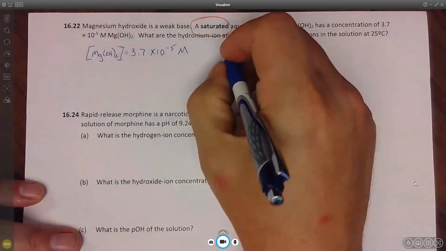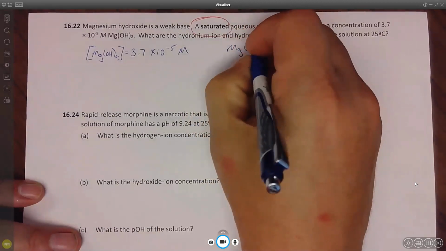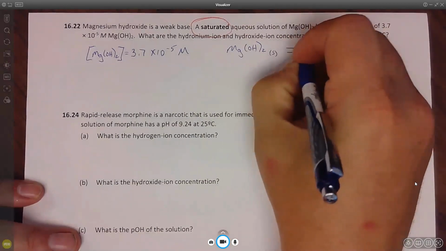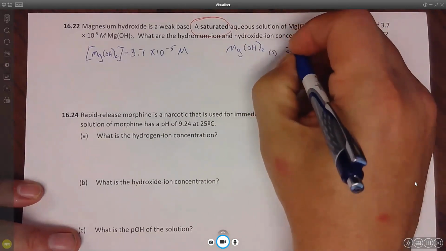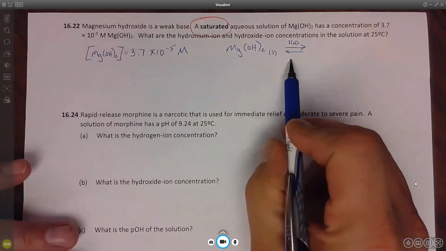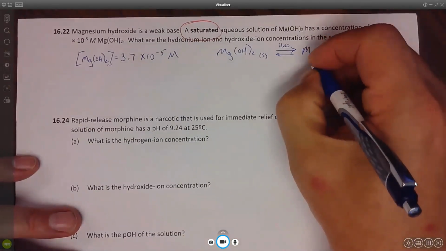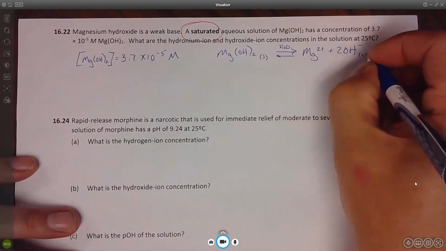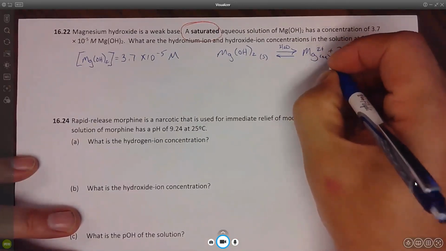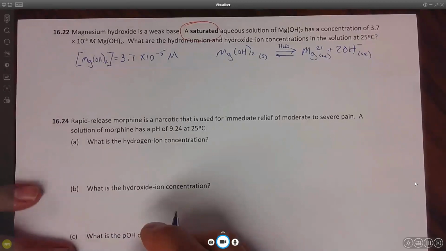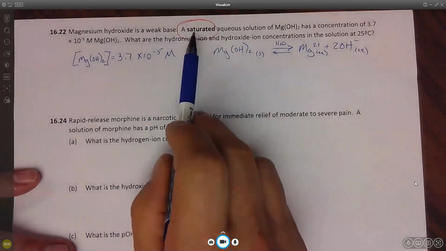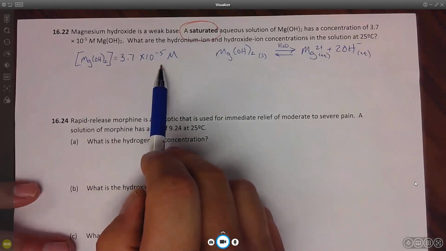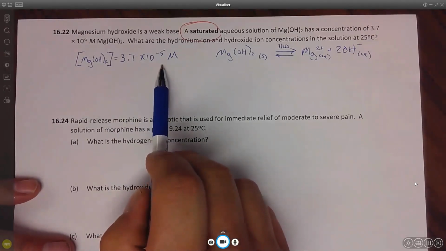So what that means is we have our solid magnesium hydroxide, and we put that in water. Now this is an equilibrium because it's a weak electrolyte. It's going to dissociate into the magnesium 2 plus and 2 hydroxides. And again, because of this term saturated, this is the concentration then of the dissociated magnesium hydroxide.